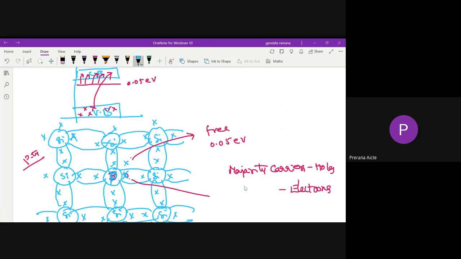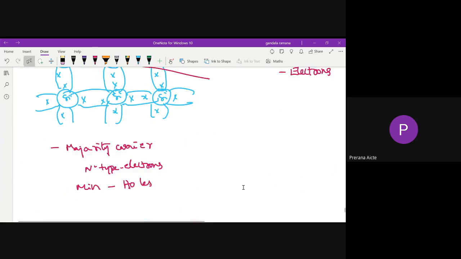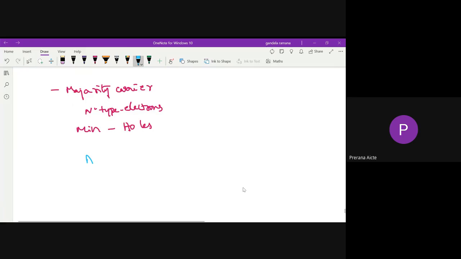This charged particle is called Nd plus, the donor ion. So the charge of n-type material is electrically neutral.